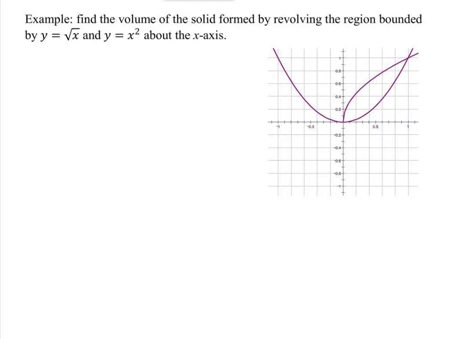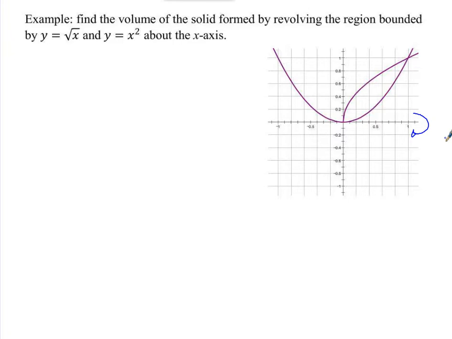So, jump right in and let's see if we can figure out this problem. Remember, before you really set anything up, you want to try to visualize what it is that you're creating here. So find the volume of the solid formed by revolving the region bounded by these two functions about the x-axis. So first of all, it says about the x-axis. That's this axis, so I'm revolving that shape about the x-axis that way.